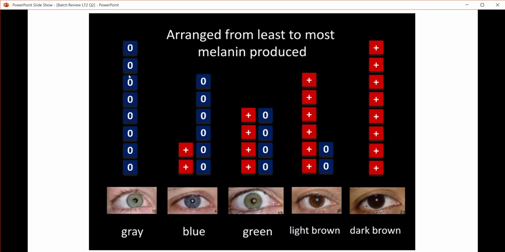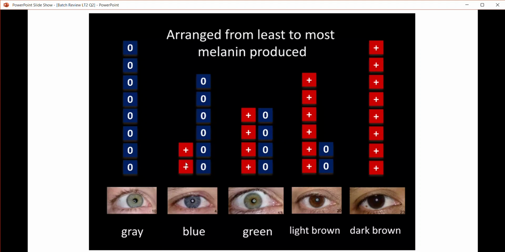So this is an example here. You see here all the blues, which are non-contributory, and all the reds, which are contributory. Notice that the color of the eyes would vary from very light going towards the very dark, the other extreme. So gray, blue, green, light brown, and dark brown. And notice that it has a parallelism to the number of contributory alleles. For the gray one, it has no contributory allele. So there's very little amount of melanin in the iris, or in the eyes.